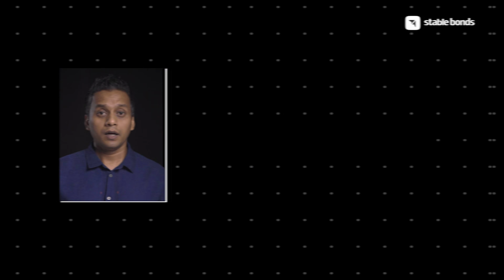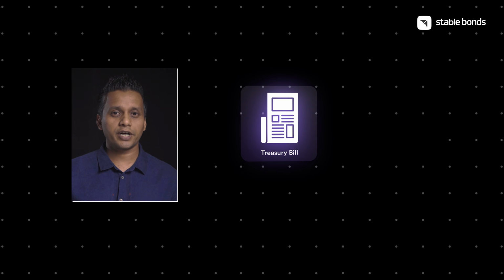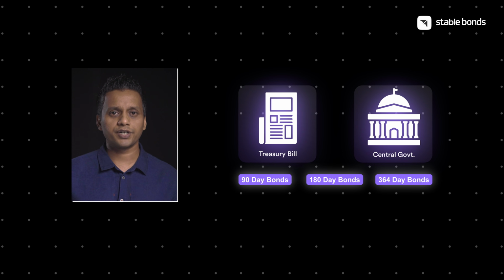Government bonds are raised by central governments, state governments, and municipalities. And they can be for different purposes. For example, a commonly heard term you will see is treasury bill. Treasury bills are issued by the central governments, which helps them meet their short-term requirements, which is upcoming. These are generally 90-day, 180-day, 364-day treasury bills.